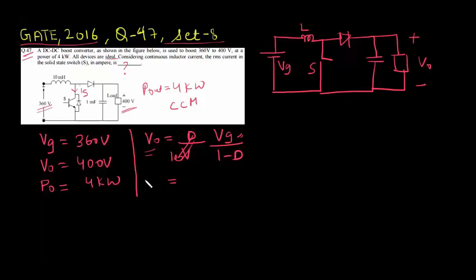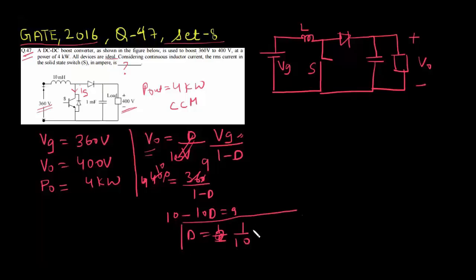So let us see. V naught is 400, which is 360 divided by 1 minus D. So D is 1 by 10. And duty cycle is nothing but the on time of switch S divided by the time period.